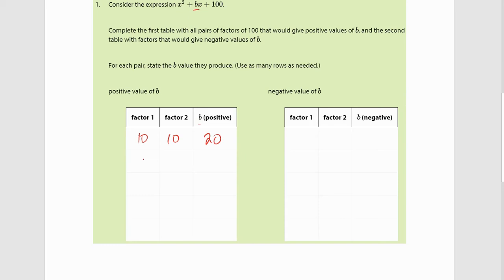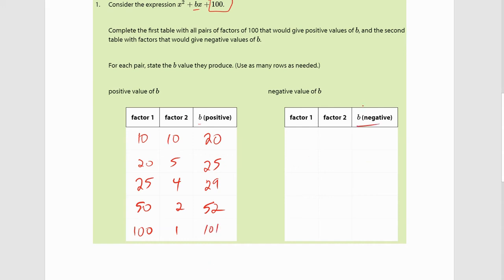We know that 20 times 5 would give us 100. And if you add those, it would give us a positive 25. We know that 25 times 4, right? It's like 4 quarters, will definitely give us a dollar. And if you add those two factors, it'll give you 29. We got 50 times 2, that gives us 100, right? Because we're trying to get 100 here. And if you add those up, you get 52, positive, of course. And then finally, 100 times 1, you add those up, you get 101.